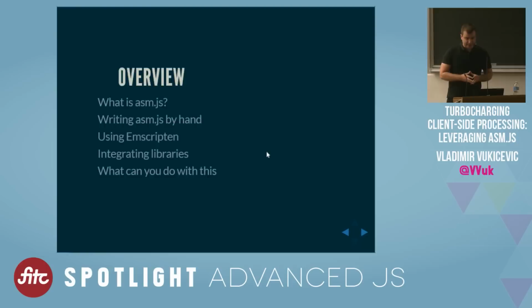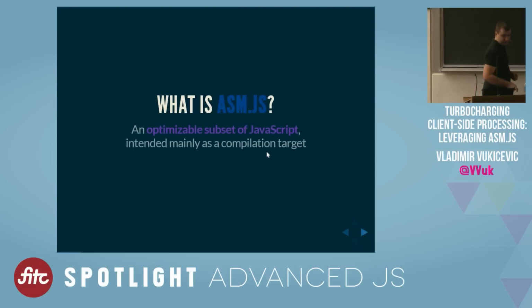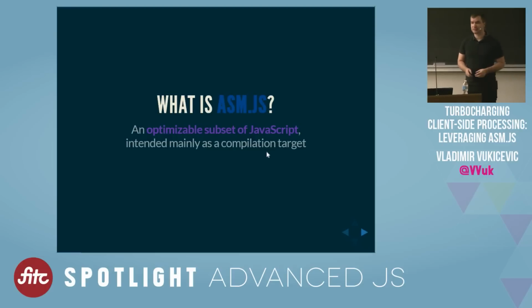So first, what is asm.js? Asm.js is an optimizable subset of JavaScript, and it's intended mainly as a compilation target. What this means is basically that it's not really intended or designed to be written by hand, but it is just JavaScript. It's JavaScript with a few extra annotations and some more information that can be given to the JavaScript runtime and the compiler to really make it very explicit what the intent of the code is.